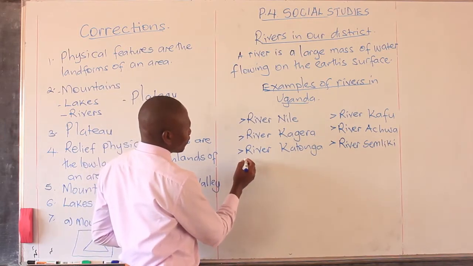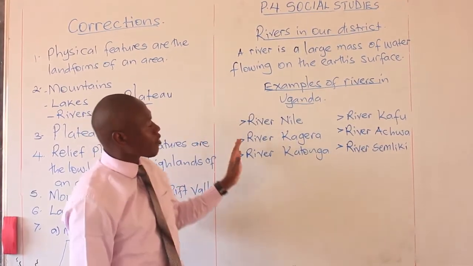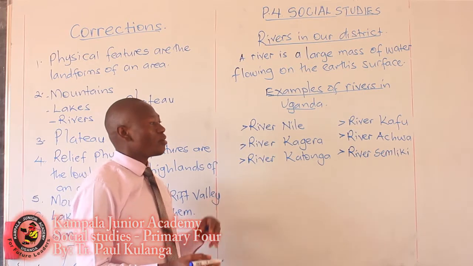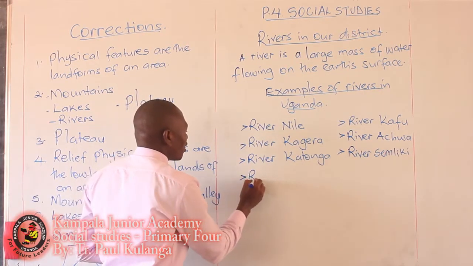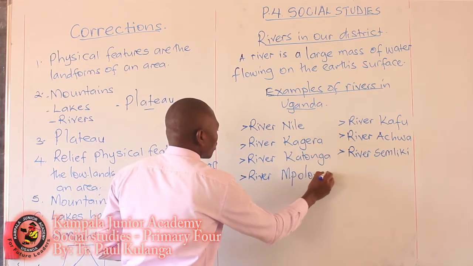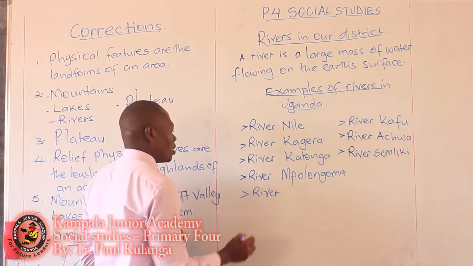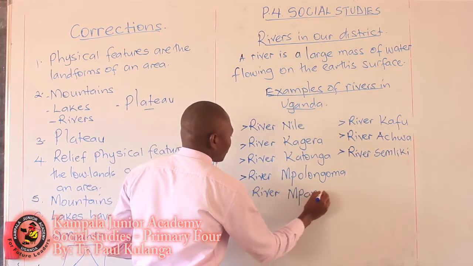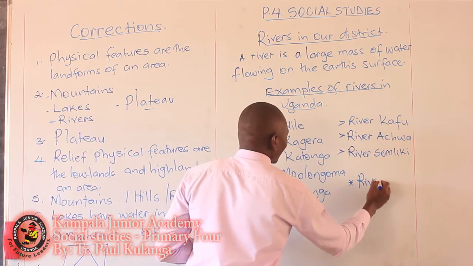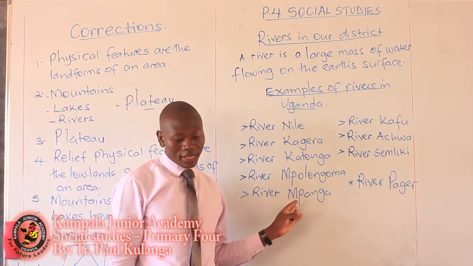Let's talk about the major ones. These are the major rivers that we have in Uganda. For example, we have River Mpologoma, River Mpanga, and River Pager. So there are very many. The list is endless.